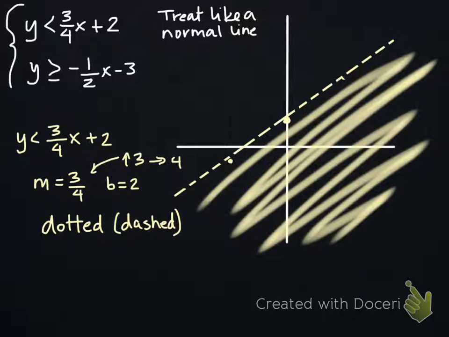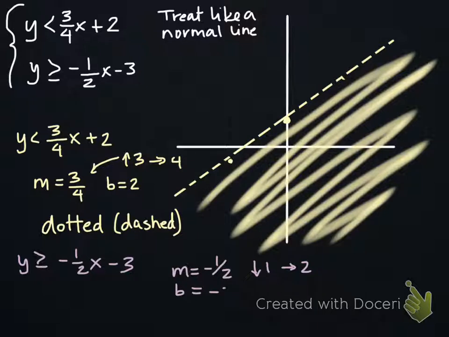That sounds fun. Okay, so this one, we have y is greater than or equal to negative 1/2 x minus 3. So right away we see that we have a slope of negative 1/2, so m equals negative 1 over 2. That means we're going to go down 1, right 2. Our intercept is at a negative 3. And then y is greater than or equal to. So this means because we have the little equal to underneath, this means it's a solid line.